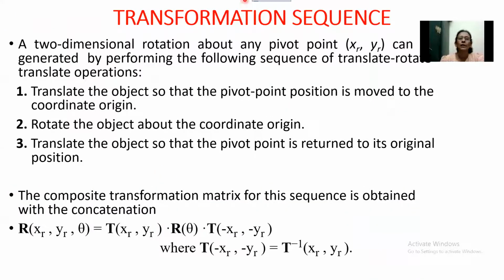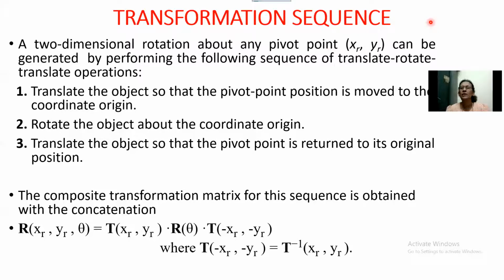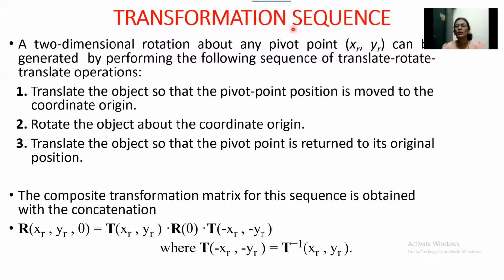So we see that a two-dimensional rotation about any pivot point xr, yr can be generated by performing the following sequence of translate, rotate, translate operations. First, translate the object so that the pivot point position is moved to the coordinate origin. Rotate the object about the coordinate origin. Then translate the object so that the pivot point is returned to its original position.